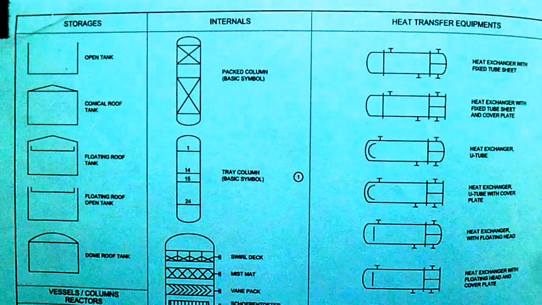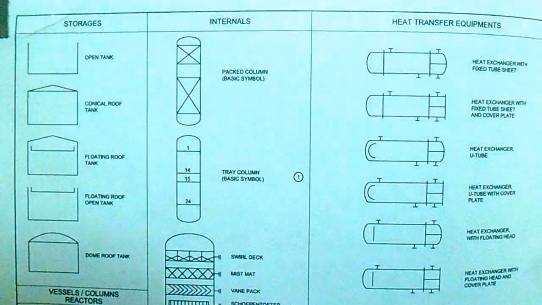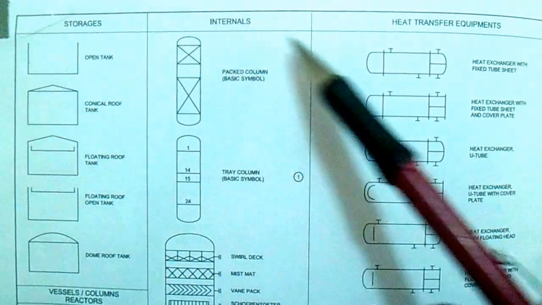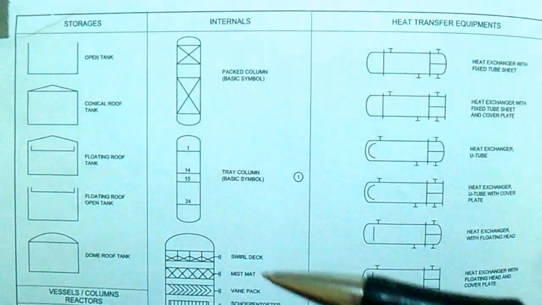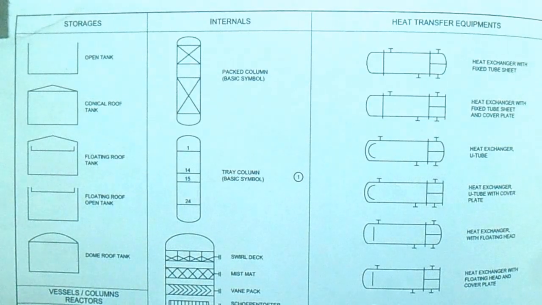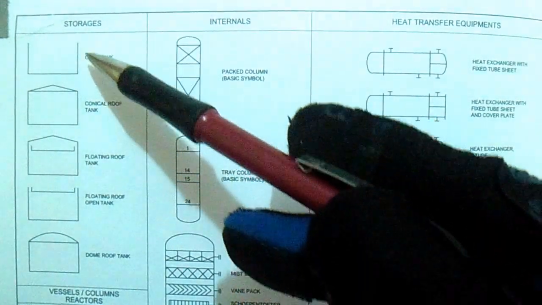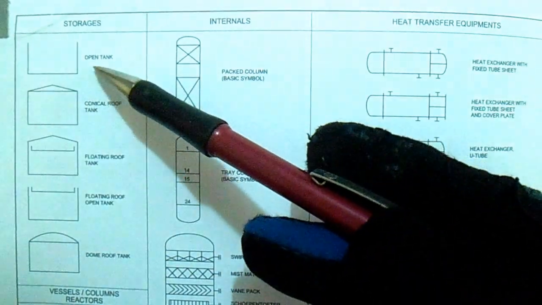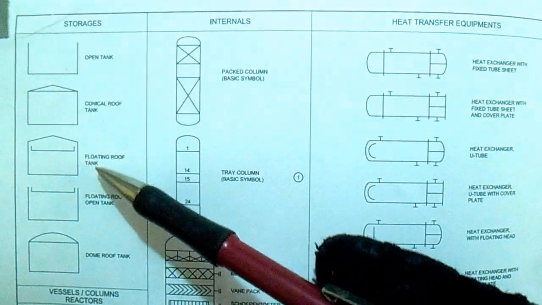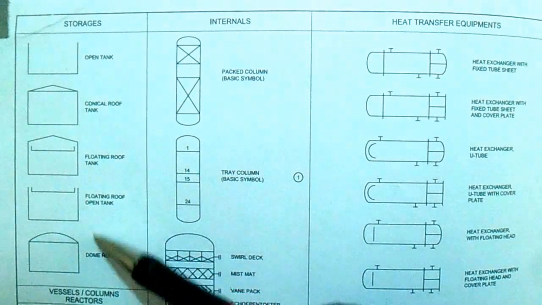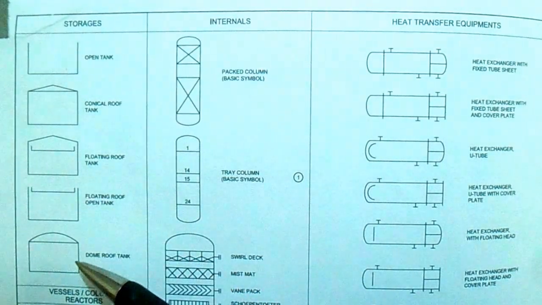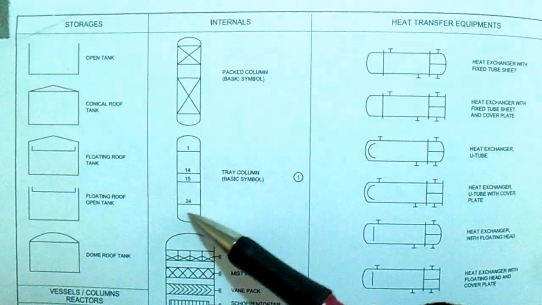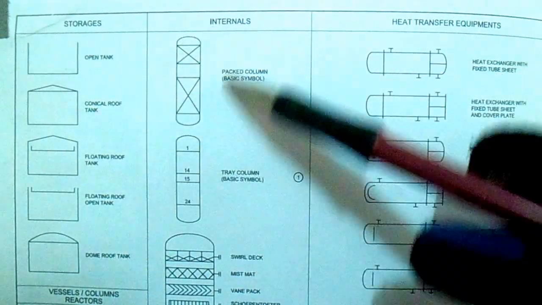So this is a legend sheet, and this is the equipment symbol. We have storage, internals and heat transfer, and pumps and filters. First is storage. We have 5 storage symbols: open tank, conical roof, floating roof, open tank, and dome roof tank. Next is internals. We have a packed column and tray column. These are the basic symbols only.